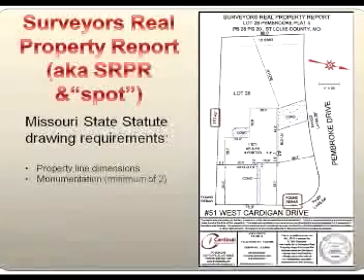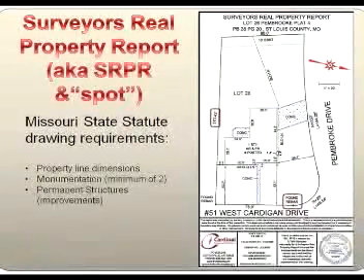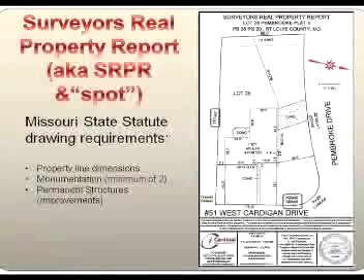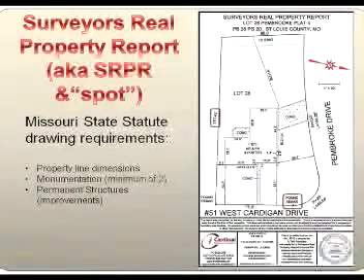And if I don't find 2 property corners, I have to tell you that, and I have to recommend a boundary survey. So there are companies out there, if they're not telling you where the survey monuments are, then they're not following the law and the requirements of a surveyor's real property report. But again, both of those should be shown on the drawing.